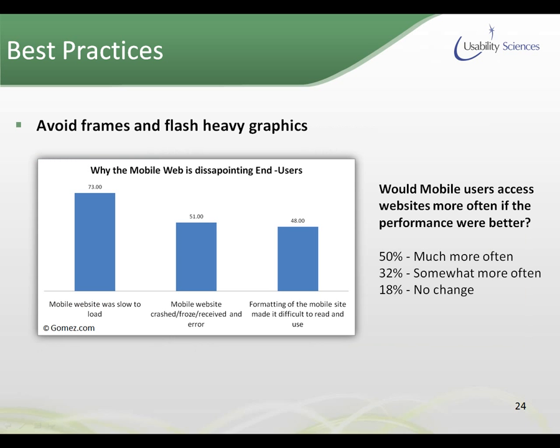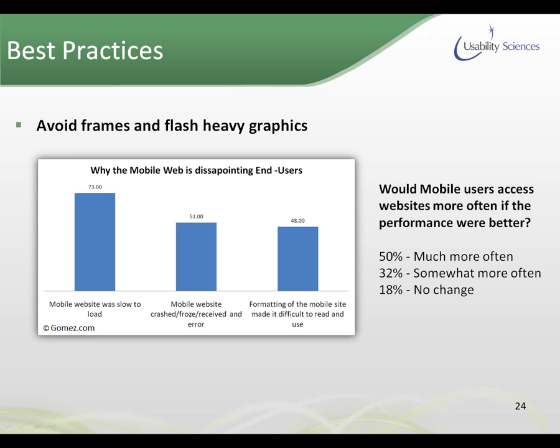Avoid frames. Frames do not work well with mobile devices, along with a host of other usability issues. It's better not to use frames. Also, using a lot of pictures and heavy graphics slows down the site or an app considerably. Although Flash is supported by some systems, it will still slow down the content download, and it is therefore best to avoid.